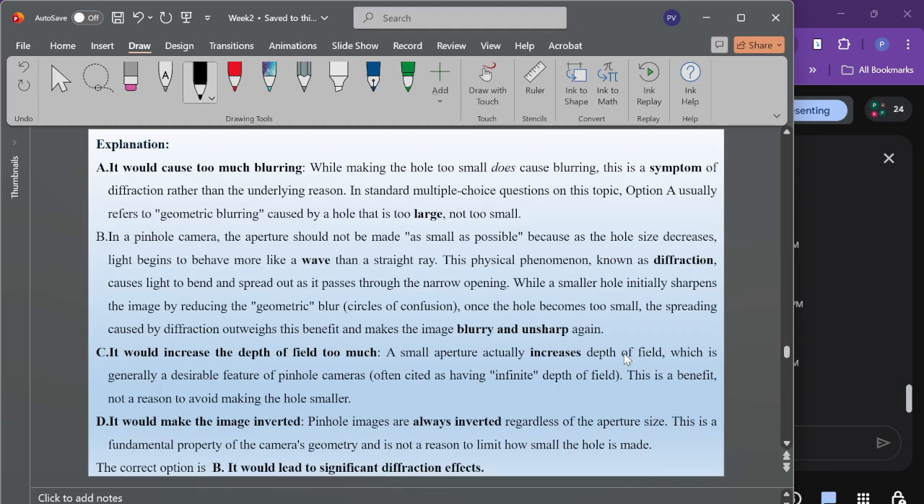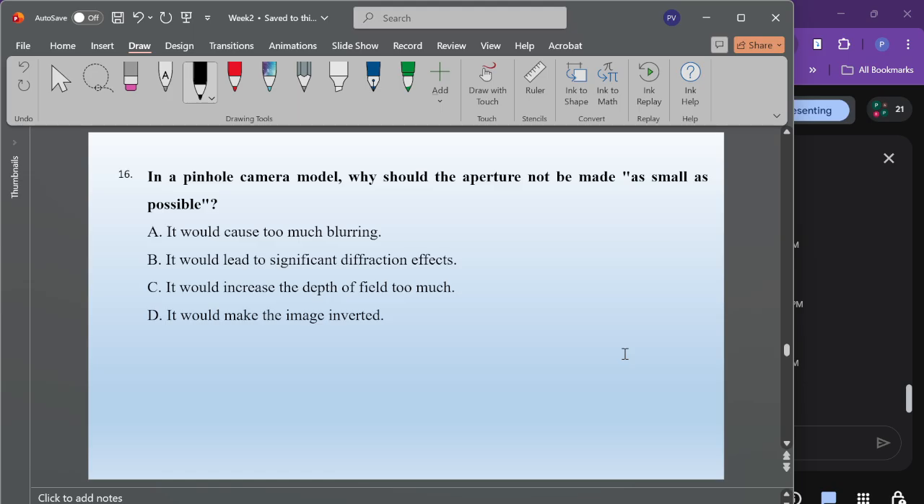So the best correct option is option B: it would lead to a significant diffraction effect. So option B is the correct answer for this question.